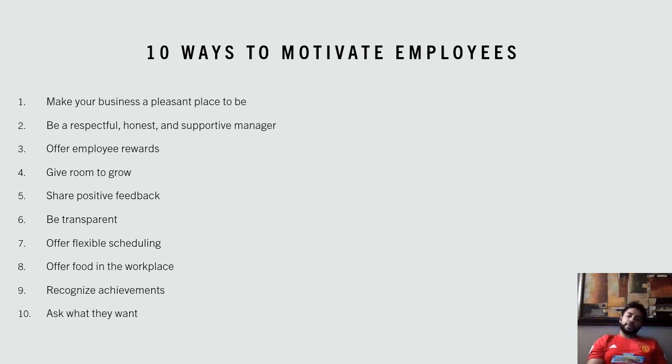Be transparent, right? People should be able to look right through you, just like you're looking through glass. So just basically be glass. Offer flexible scheduling. Offer food in the workplace, right? When people come to work, offer them chutney, biryani, korma, butter chicken, naan, right? It's good stuff. It's a good way to motivate your employees. Recognize achievements and ask what they want.